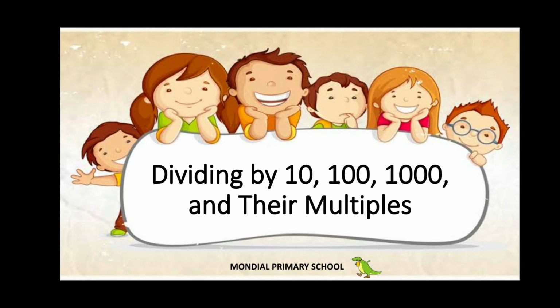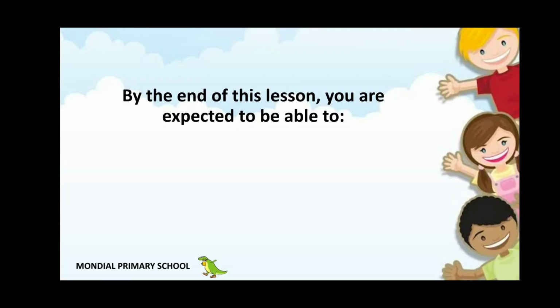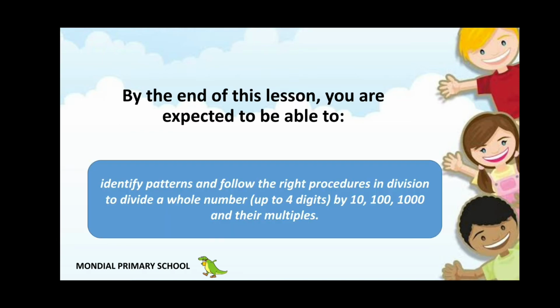Okay, now let's start our discussion about dividing by 10, 100, 1,000, and their multiples. Please open your math textbook, page 27. Are you ready? Good. By the end of this lesson, you are expected to be able to identify patterns and follow the right procedures in division to divide a whole number up to 4 digits by 10, 100, 1,000, and their multiples.